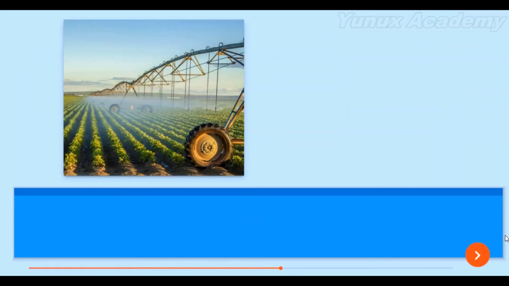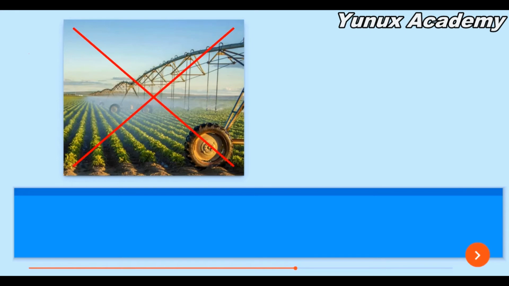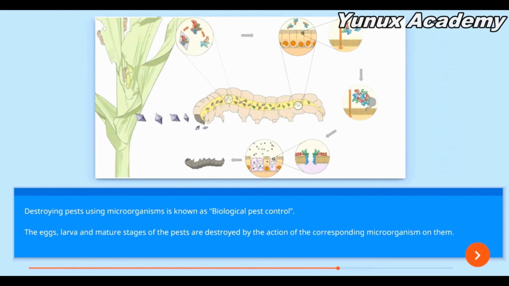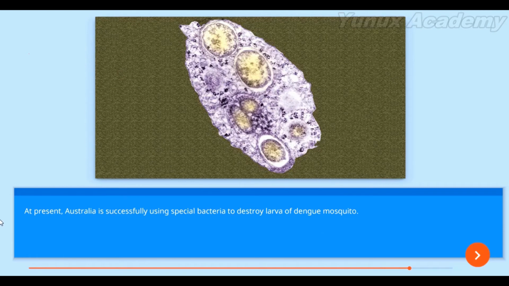Destroying pests by microorganisms without using chemicals is known as biological pest control. The eggs, larvae, and mature stages of the pests can be destroyed by the action of the corresponding microorganism on them. For an example, by this time, Australia is successfully using special bacteria to destroy larvae of dengue mosquito.